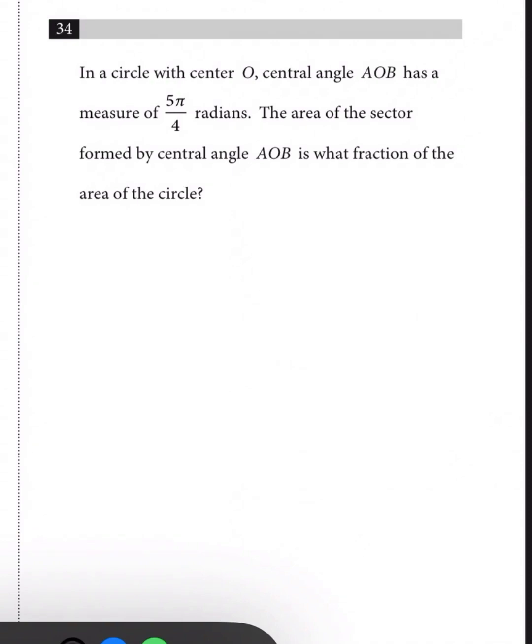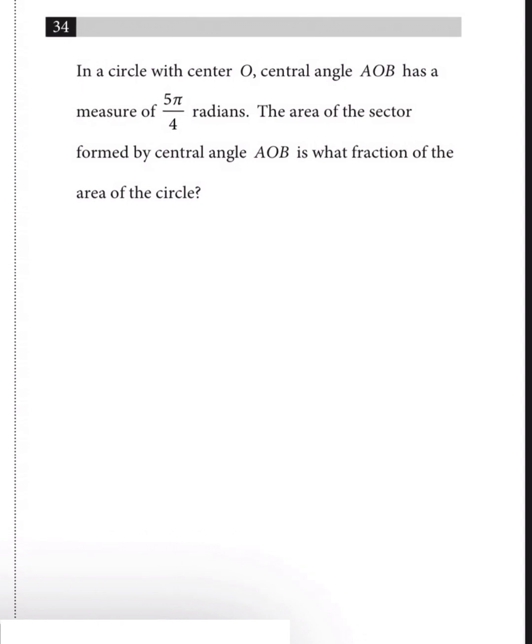This is SAT Practice Test 3, the Math Calculator section, question 34. In a circle with center O, central angle AOB has a measure of 5 pi over 4 radians. The area of the sector formed by the central angle AOB is what fraction of the circle?